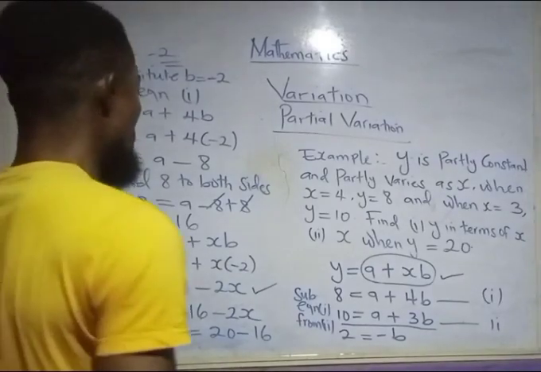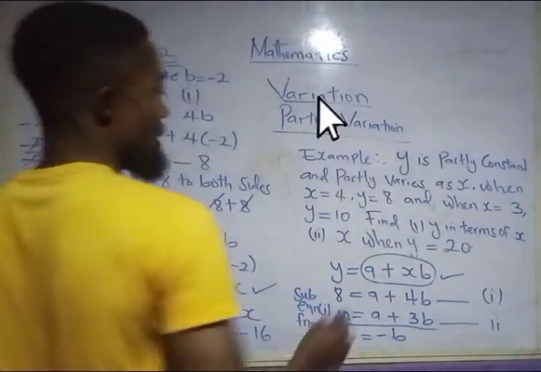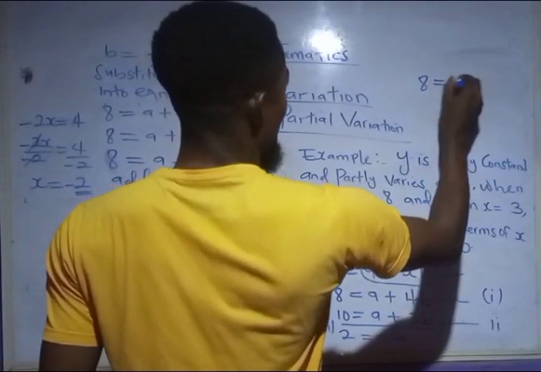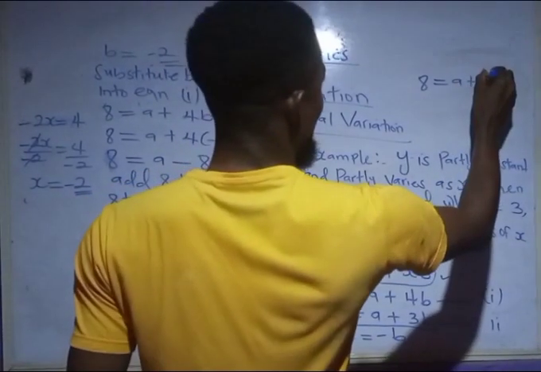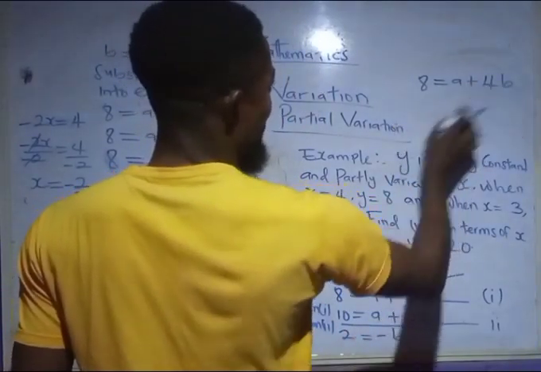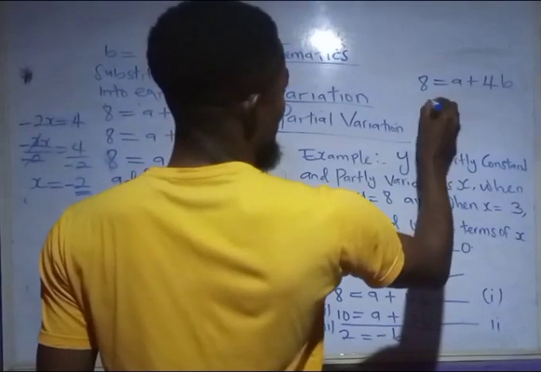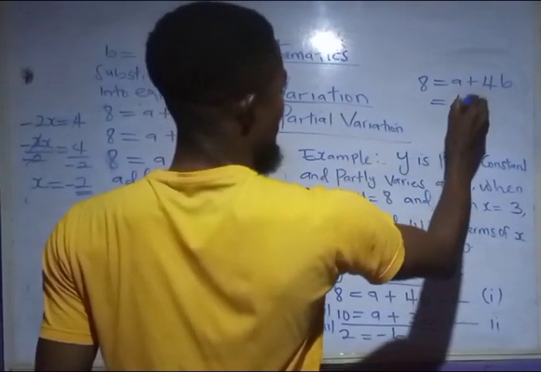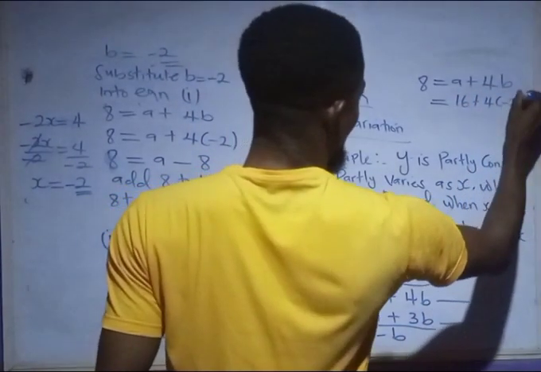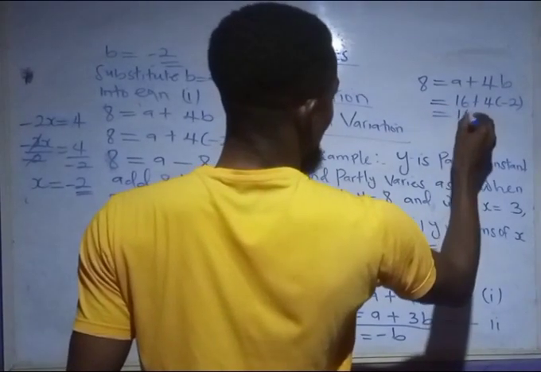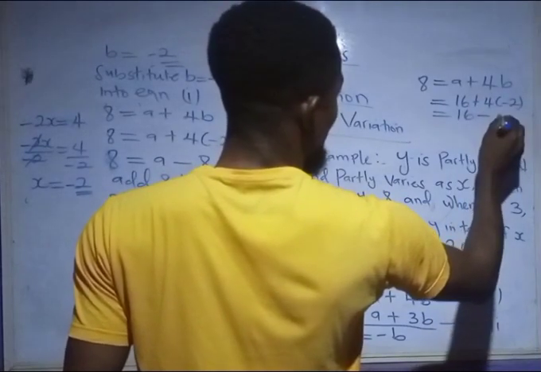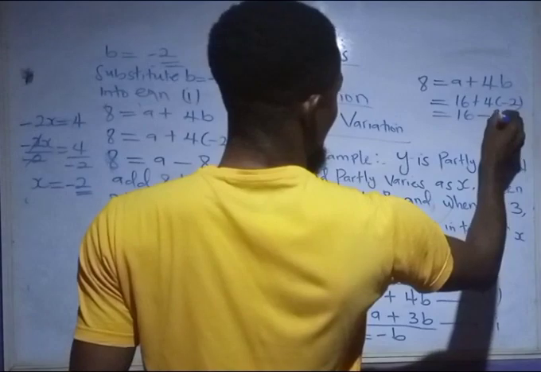Now, let's select equation 1. Equation 1 says 8 is equal to a plus 4b. So let's see whether if we add a plus 4b together, it will give us 8. Now our a is 16, our b is equal to minus 2. We have 16 minus, I told you that plus minus is minus, so we have 4 times minus 2 will give us minus 8. Am I right?